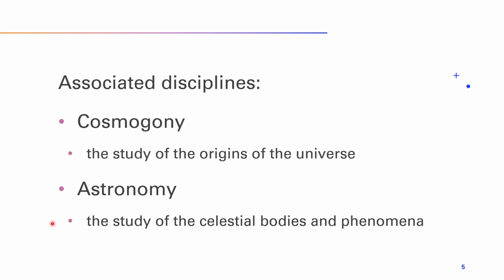Astronomy is the study of celestial bodies and phenomena. Astronomy deals with objects in space like stars, planets, and galaxies. We use telescopes and other instruments to observe these celestial objects directly.